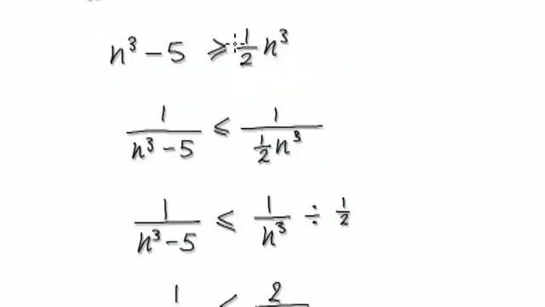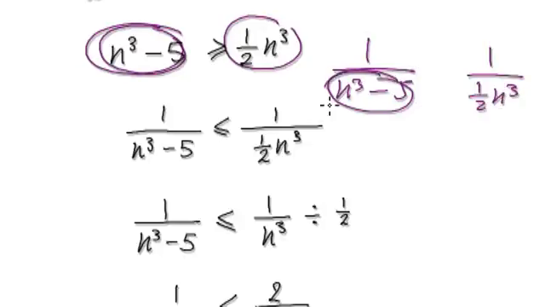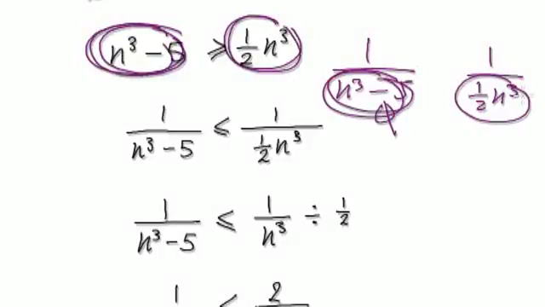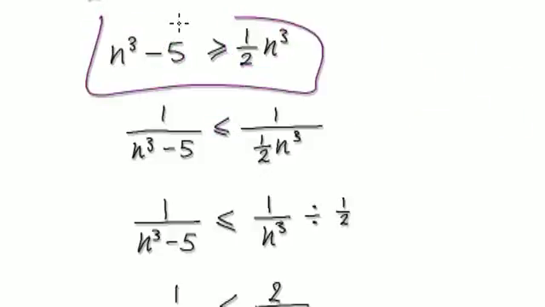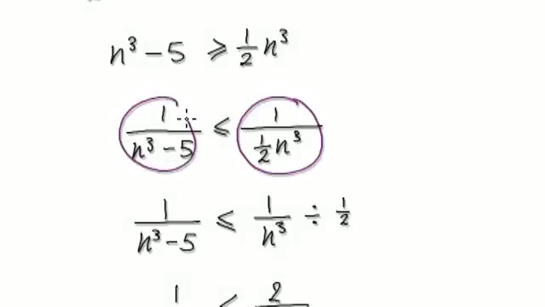Remember earlier we had 1 over n to the power 3 minus 5, and this is the same as this. We are saying this denominator here is bigger than this denominator here. So this number is bigger than this number. If you get 1 divided by a bigger number, then the sign has to switch around. I hope you can follow that. So when you take the reciprocal, you switch the sign around. Now this thing here would be bigger or equal to this thing here.